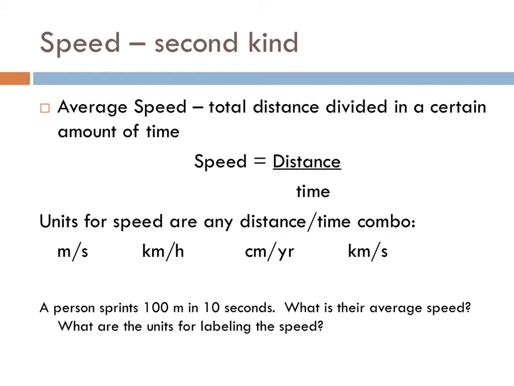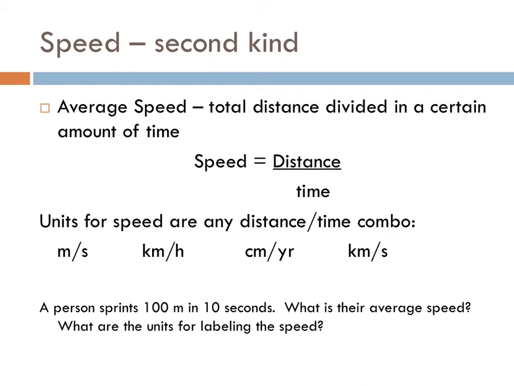Units for speed are always a distance-time combo, and there's lots of them. I gave you a few examples here. The first one is meters per second, the m/s there. That would be the most common one we'd use in physics because those are the most basic units. But you could also use things like kilometers per hour or centimeters per year if you're measuring the movement of a tectonic plate. You could also measure things in kilometers per second if you're measuring something really fast, like the speed of light.